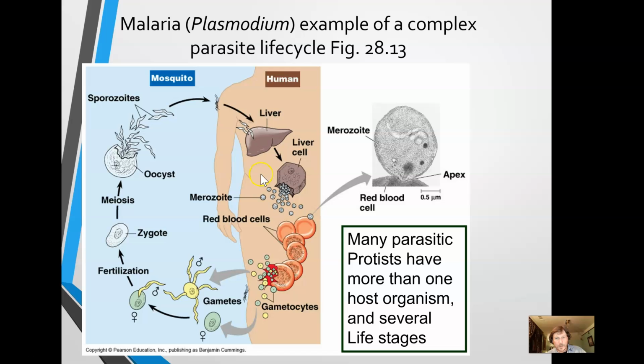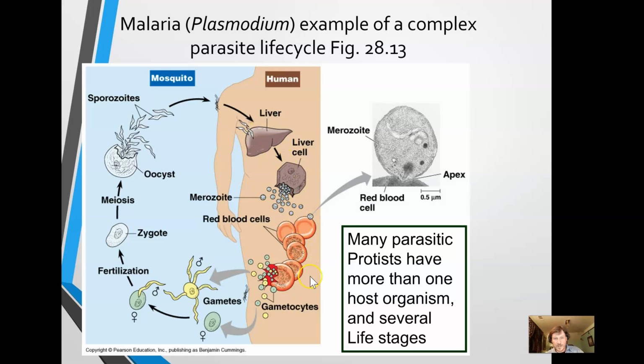So we'll start with what we see. The reproductive cells are forming in your red blood cells. These are gametes. When the mosquito bites you, it sucks up some of those gametes into its stomach. Inside the mosquito, the gametes come together and make the zygote. The zygote erupts into an oocyst, and the next person it bites, they're showing it as the same person here, it infects with sporozoites that go to your liver, and then they make merozoites, which go to your red blood cells.